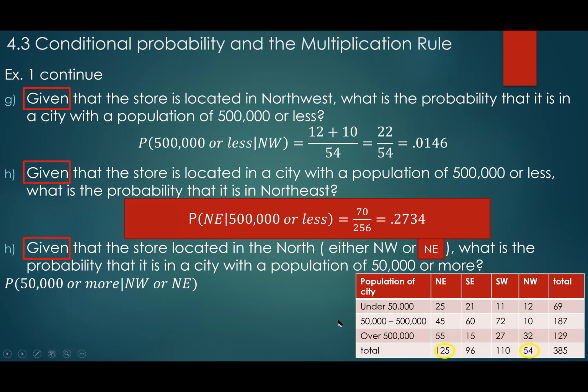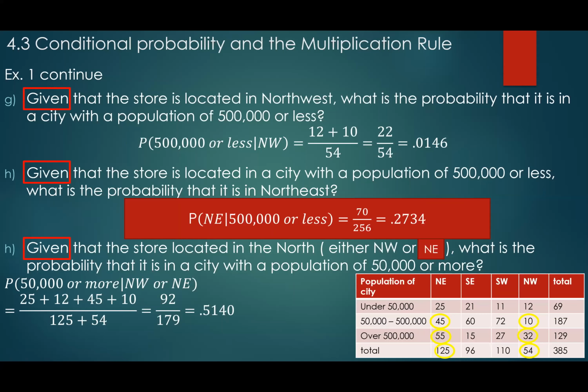And again, because they say 50 or more, do you agree that 50 or more is these two numbers? If it's under 50, it doesn't fit the description of 50 or more. The 50 or more is the 45 and the 55, the 10 and the 32, okay? So you add them up. My denominator is correct, but my numerator is not. So don't look at this, this is your wrong answer. Your numerator should be 45 plus 55 plus 10 plus 32.